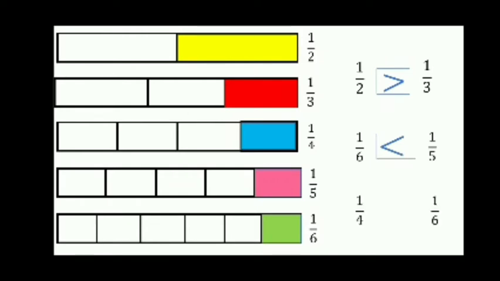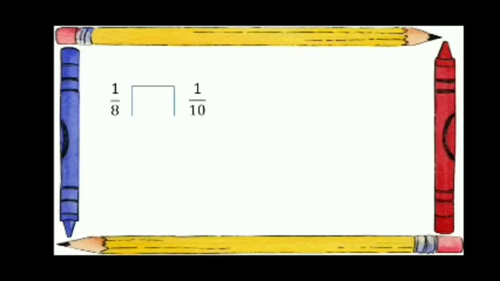The next fraction, 1/4 and 1/6. That is the blue shaded part and the green shaded part. So which is a bigger fraction here? Correct, 1/4. As I've told you, as the denominator increases, the value of that fraction becomes less. So 1/4 is a bigger fraction. Let's see with the help of few more examples. 1/8 and 1/10. Here, which is a bigger fraction? Yes, 1/8 is a bigger fraction.